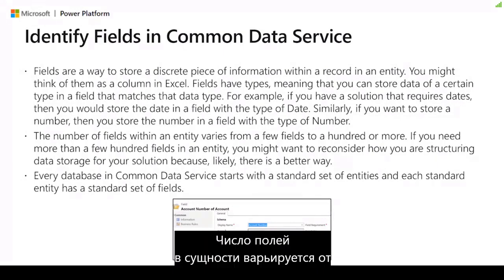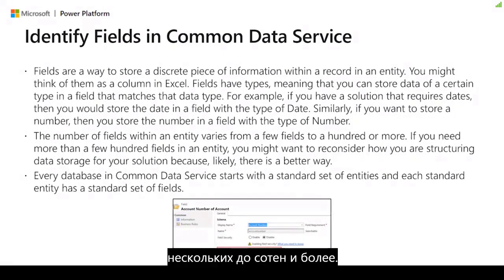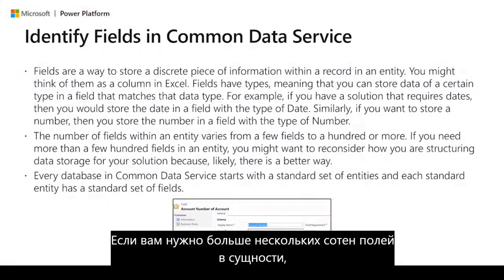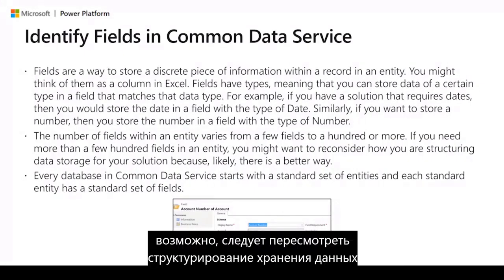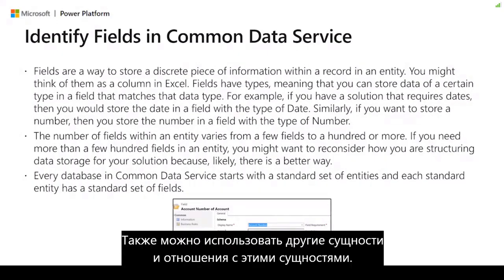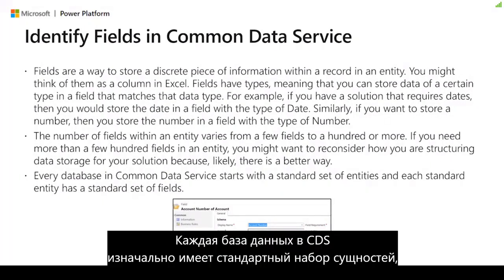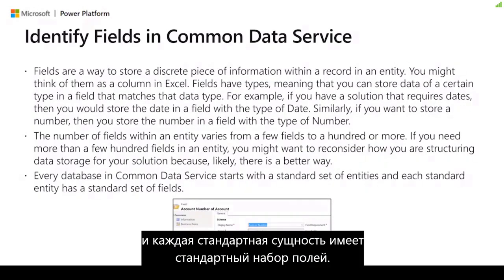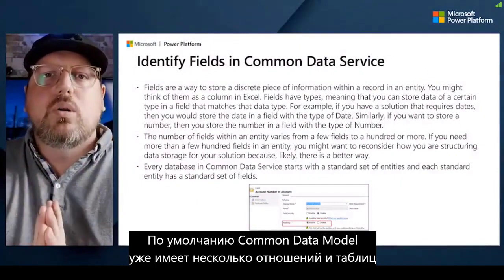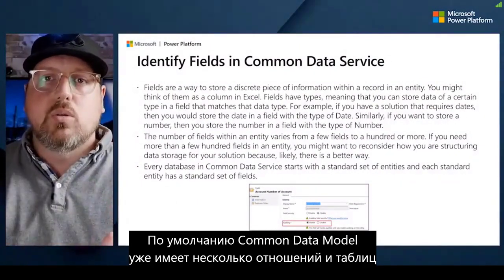The number of fields within an entity varies from a few fields to hundreds or more. If you need more than a few hundred fields in an entity, you might want to reconsider how you are structuring data storage for your solutions, because likely there's a better way, using different entities and relationships between those entities. Every database in the CDS starts with a standard set of entities, and each standard entity has a standard set of fields. Out of the box, the Common Data Model already has some relationships and some tables.